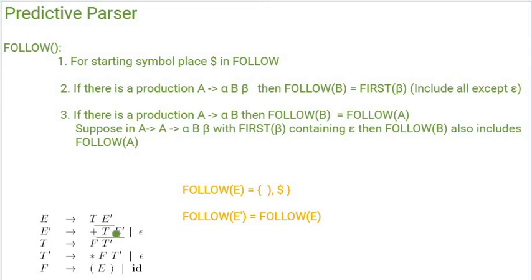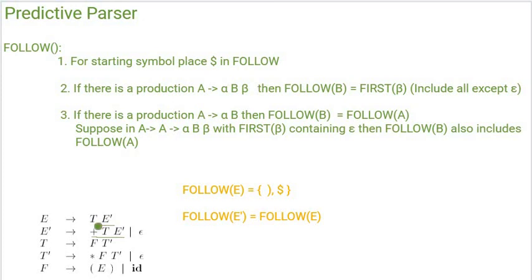You just check whether you are getting any additional symbols by evaluating the second production also, because in two productions you have E dash in the right side. So here also you have plus T E dash. So follow of E dash will be follow of E dash. So the set remains same. So follow of E dash will be follow of E, right? So next we want to compute follow of T. So what will be follow of T? You have to look for the production in which you have T in the right side.